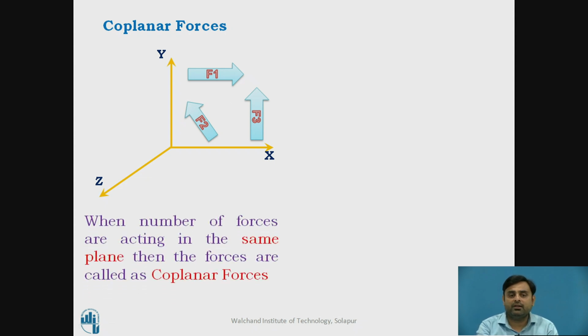So here you can say when a number of forces are acting in the same plane, then the forces are called coplanar forces.